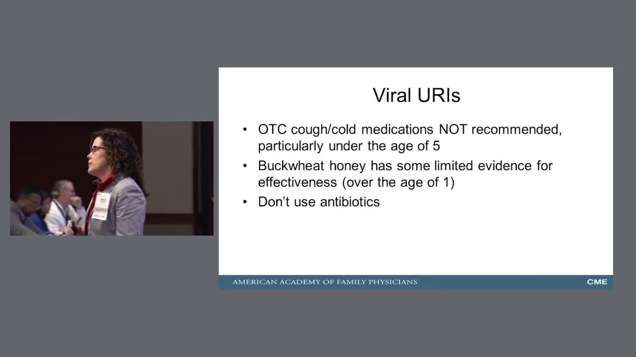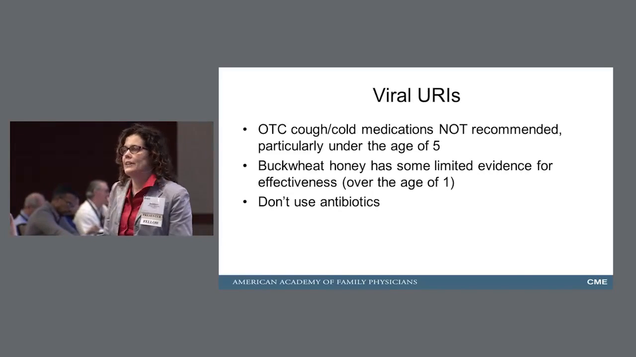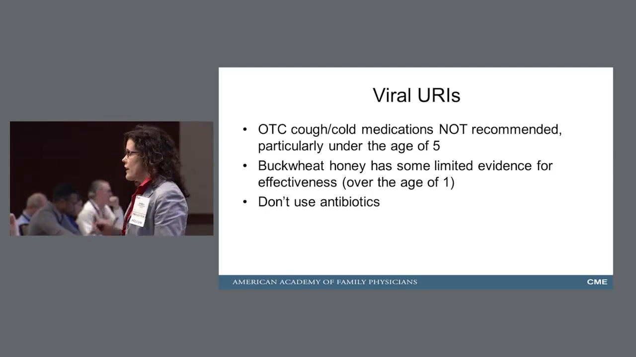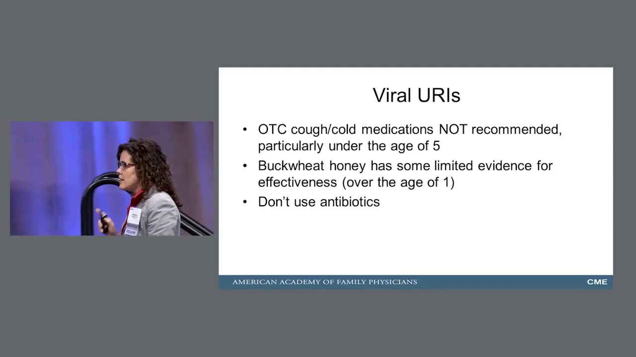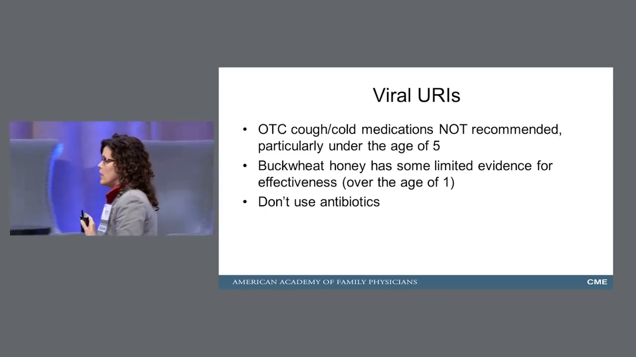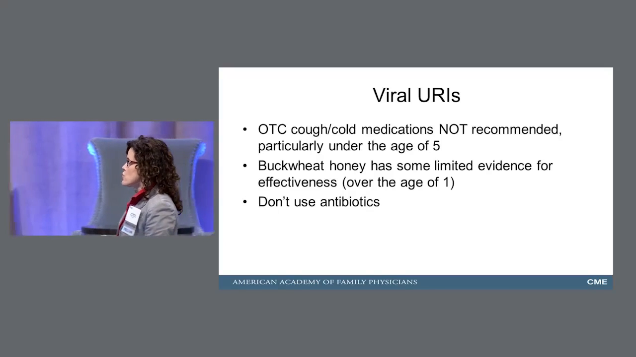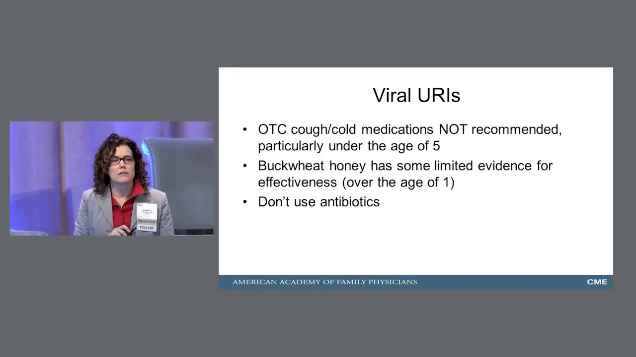Viral URI is the bane of all of our existence, because everybody wants it fixed, and there's nothing to fix them with. Over-the-counter cold and cough medicines are not recommended under the age of 5. We've known for years that they don't help. We now know that under the age of 5, they're actually dangerous. So there are no cough and cold medicines for this age group.